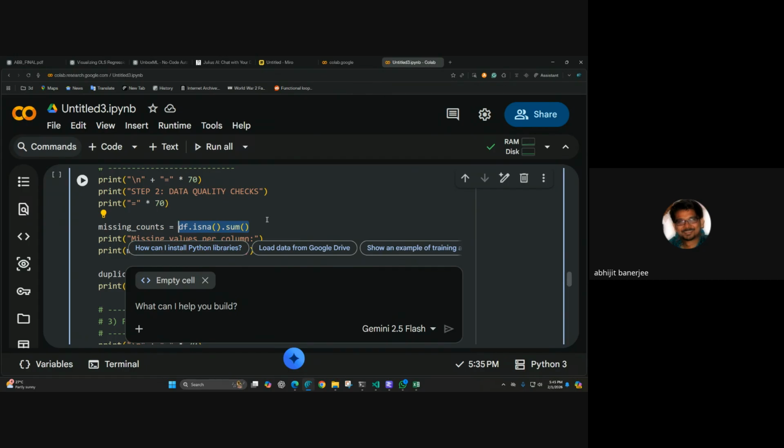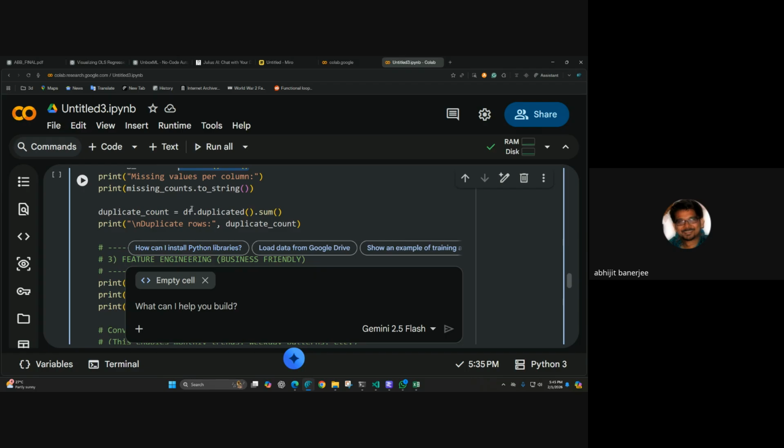What it actually does is it finds the sum of the number of rows where there are no values. Then you can do this rolling window thing, or you can delete them. Similarly, duplicates. Your pandas framework already has a function called duplicated. One single line will find it out. What you can do with that is you can remove them. You do not need to do it manually.